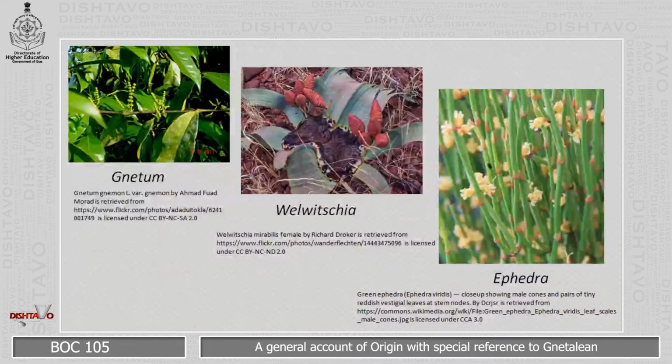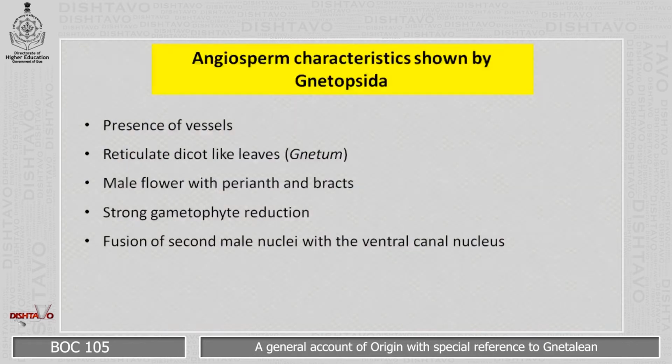by Whetstone. Here we can see the pictures of the three principal members of the Gnetopsida, that is Gnetum, Welwitschia and Ephedra, with their reproductive structures. In Gnetum, we can see a prominent strobilus. In Welwitschia, these are the female cones, and Ephedra is showing the presence of the male cones. Now let us understand the characteristics shown by Gnetopsida which are common to those of the angiosperms. That's why they are being considered as the ancestors of angiosperms.